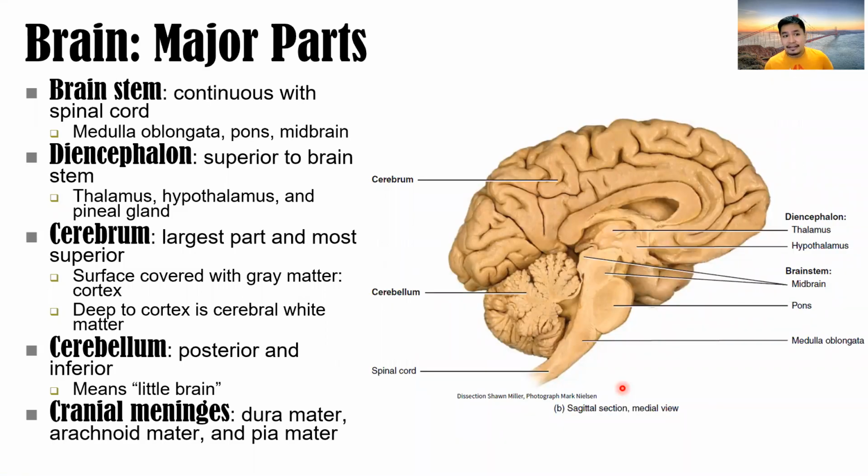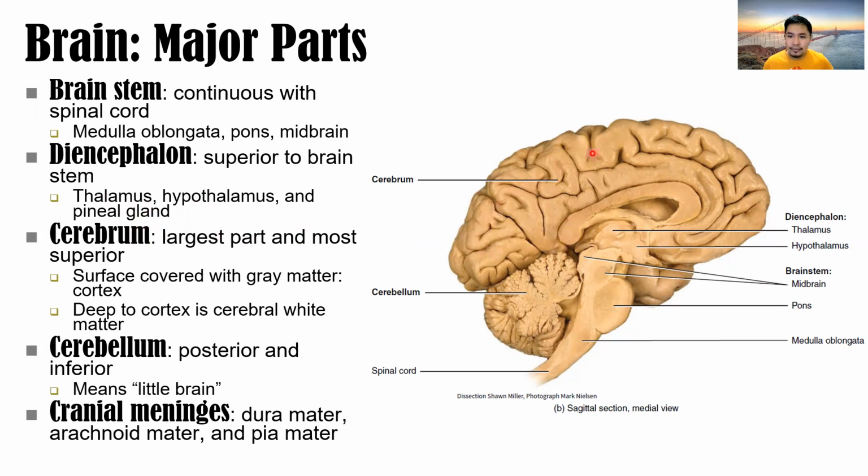So what are the different major parts of the brain? We include the brainstem, this one. It's continuous with the spinal cord. The brainstem includes your medulla oblongata, the pons, and the midbrain. Okay, brainstem. And you have your diencephalon, superior to the brainstem, which includes your thalamus, hypothalamus, and the pineal gland. The pineal gland is part of your epithalamus.